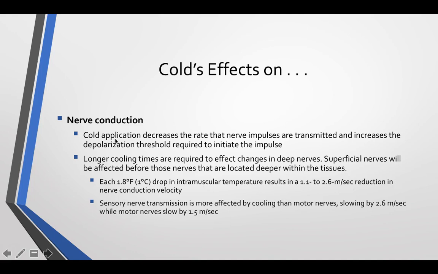The nerve conduction velocity. So as we apply cold, we decrease the rate of the nerve impulses that are transmitted, and it also increases our depolarization threshold. So the longer cooling times are usually required to really get to the deeper nerves. Superficial nerves will be affected more quickly. And this is, again, that idea that for every 1 degree Celsius drop of the intramuscular temperature, we get about a 1.1 to 2.6 meters per second reduction in the nerve conduction velocity.